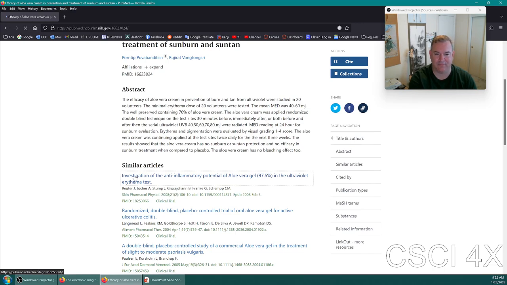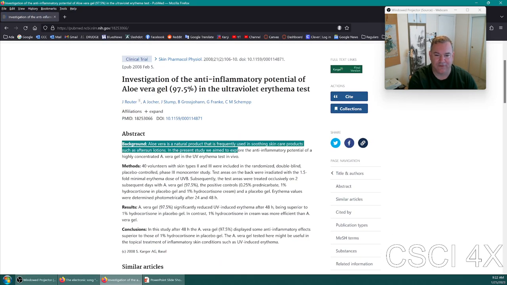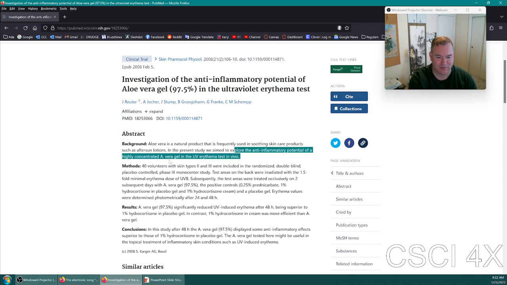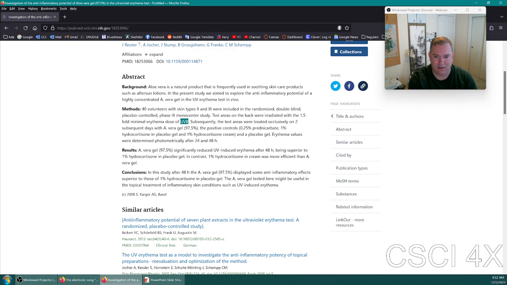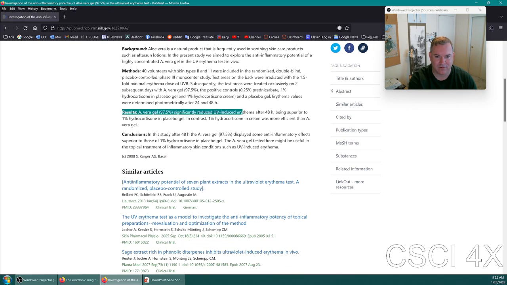There's other articles here. They commonly use aloe vera in soothing skincare products. We look at the anti-inflammatory potential of aloe vera gel. They're irradiated with ultraviolet B. Positive controls, aloe vera gel reduced. Okay, so this one says aloe vera gel significantly reduced UV-induced sunburn after 48 hours, being superior to 1% hydrocortisone and placebo.